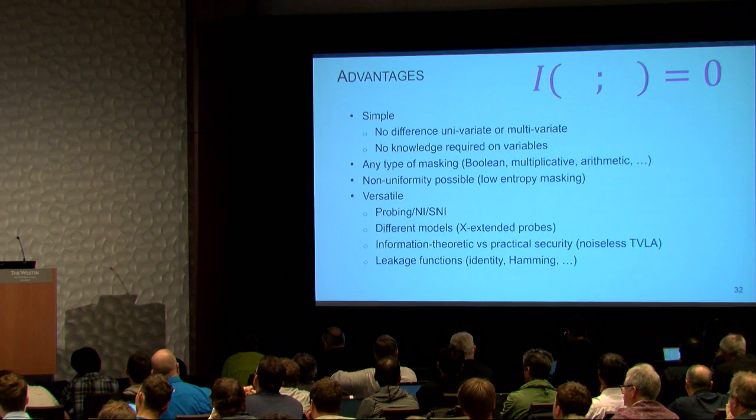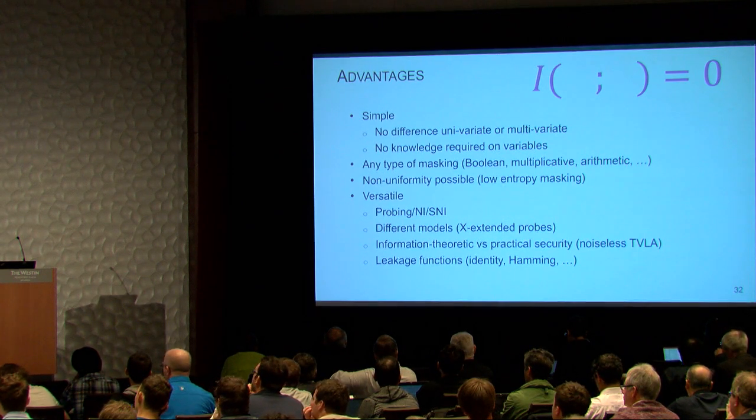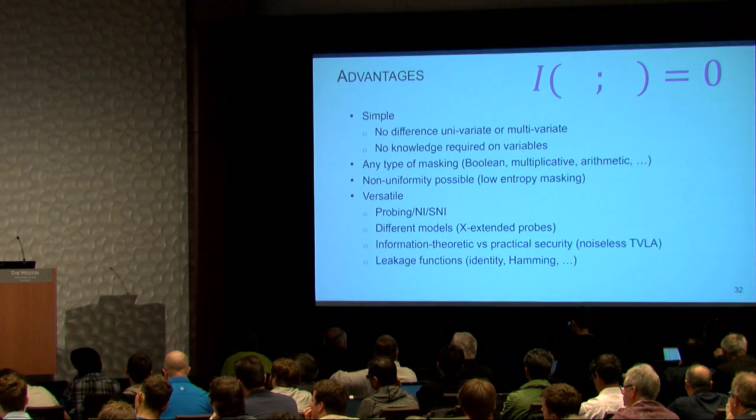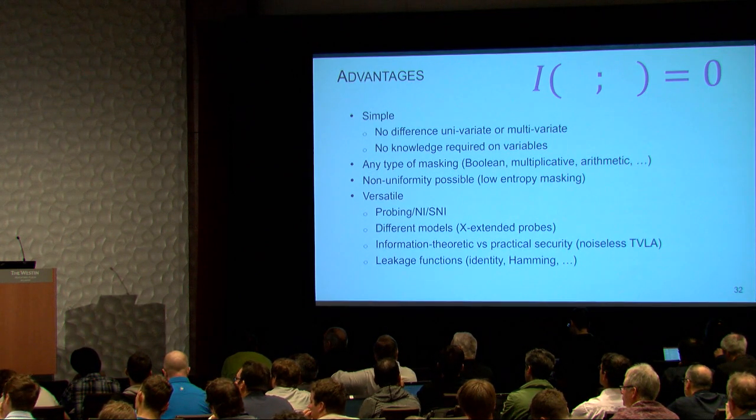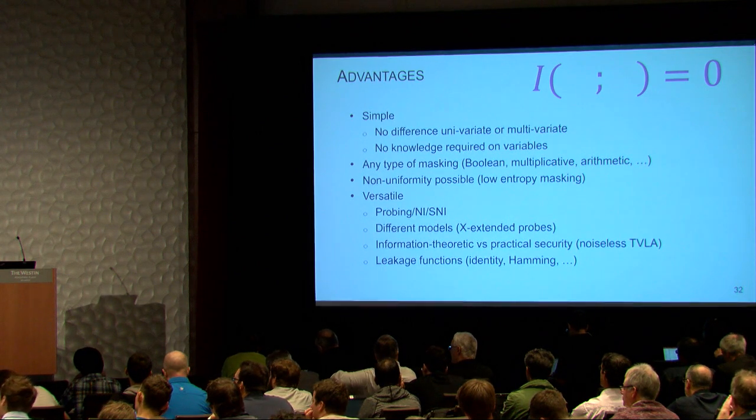So all the advantages of this one simple equation: it can be used to check probing security or composable security, with or without glitches, or in other models. You can also apply another leakage function to the probes than the identity function. You could apply a Hamming weight leakage function, for example. So you can do a lot of things with that.